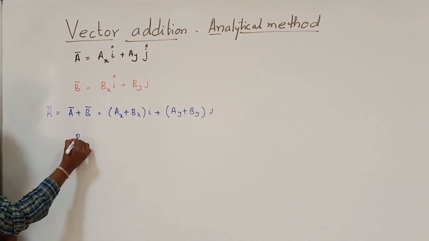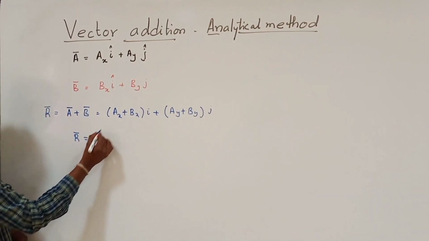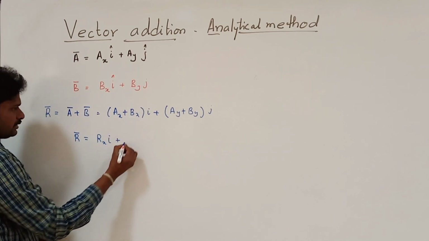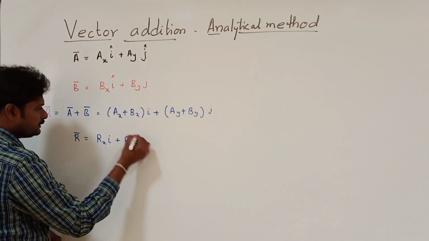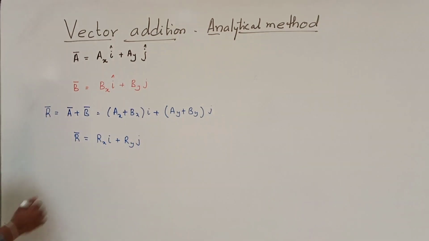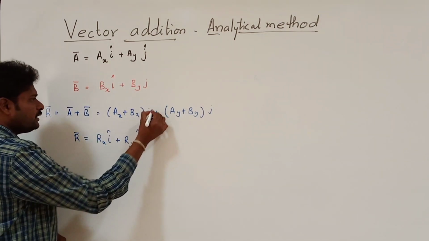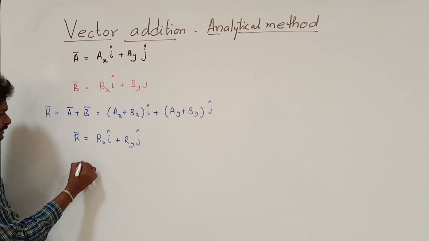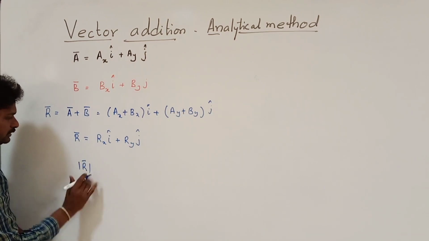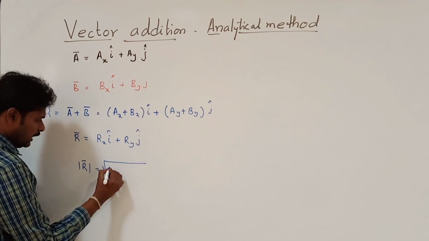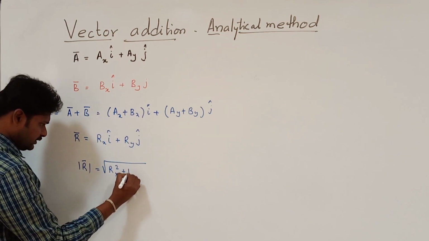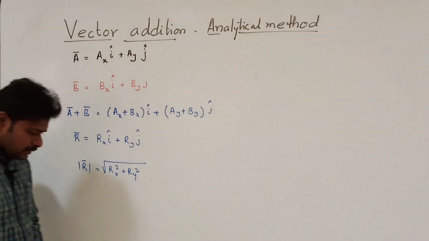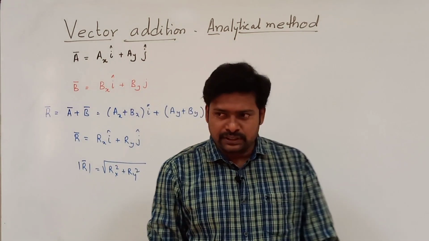Now, vector R is the resultant vector of A and B. We will write it as Rx i plus Ry j. How to find the magnitude of the resultant vector? Simply, you know that earlier we had seen mod of R is equal to the square root of Rx square plus Ry square.